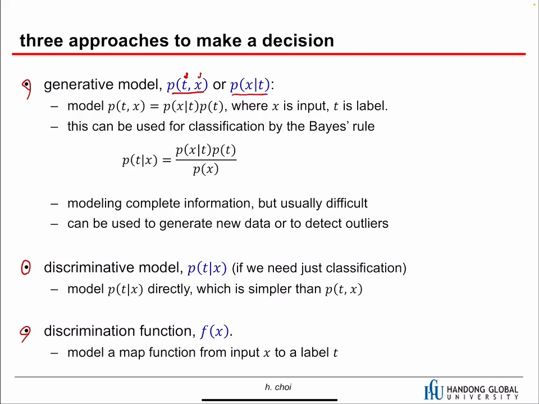Basically, we want to model the probability of X, sometimes the joint probability, or sometimes the conditional probability. And if you look at these equations, the joint probability is the product of the conditional probability times the probability of T, the prior distribution.